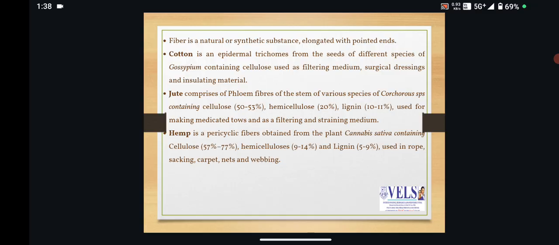Jute comprises the phloem fiber of the stem of various species of Corchorus. It contains cellulose, hemicellulose and lignin, and is mostly used for medicated dressings, filtering medium and staining medium. Hemp is a pericyclic fiber obtained from Cannabis and other species of Cannabis. It contains cellulose 77%, 14% hemicellulose, lignin 5 to 10%. It is used for making rope, sacking, carpet and other netting and webbing structures.